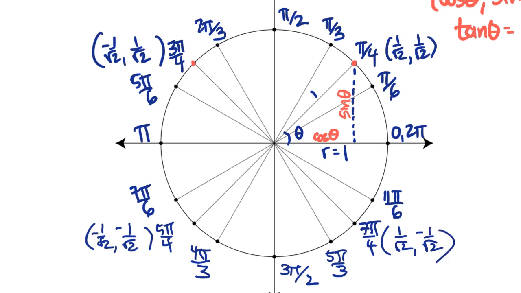You can also figure these out, the negatives and positives, from your cast rule, right? These follow the same rules as the cast rule. So here, both sine and cosine are positive. Here, just the cosine is negative. Here, both are negative. And here, just the sine is negative.